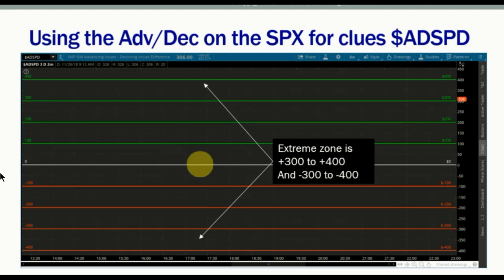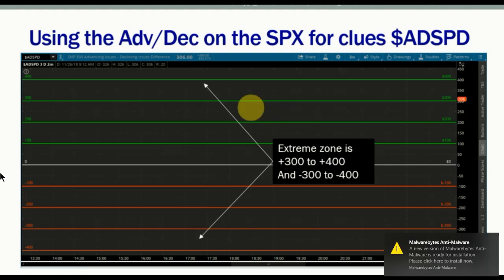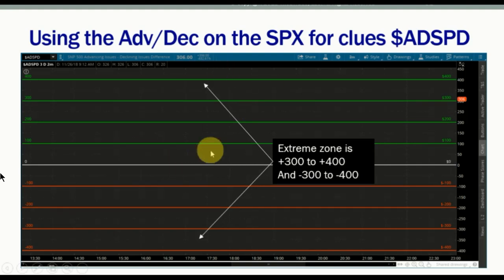And that symbol is right here. Cash ADSPD, that is the advance-decline for the S&P 500. We utilize it for clues. This is the only quote unquote indicator that I truly use, and it is used to identify a trend or identify selling or buying.